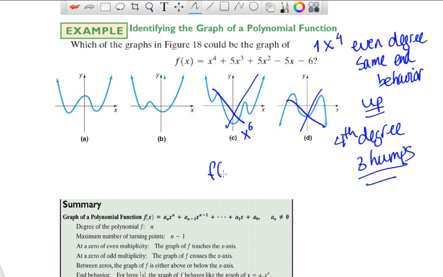What happens when you plug in a 0? When you plug in a 0 for x, you get the y-intercept. So at 0 I should be at a negative 6. So this one crosses at a negative, that one at a positive. So there's the function. That's the only one that can work. So based on the things that you learned previously and then what we learned today, you can actually match the graph with the picture.